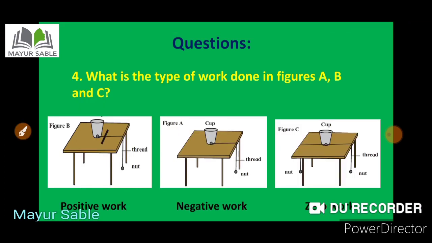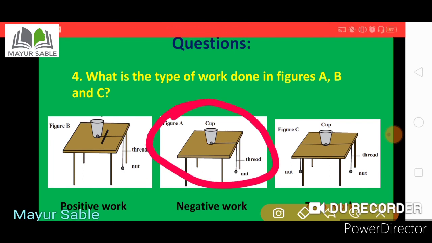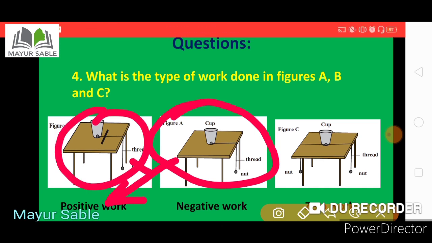And the next question is, what is the type of work done in figures A, B and C? As we know, in figure number A, what will happen there? Force is applied, so this will be the positive work. What will happen here in figure number B? The force is applied in the opposite direction, therefore negative work.